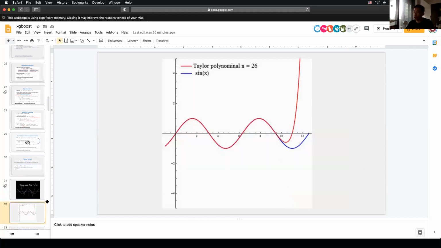But in short, what it means is this blue curve is the sine function, but we don't know it's a sine function. And we want to find a way to approximate, to find our own function that can fit towards this blue unknown function.